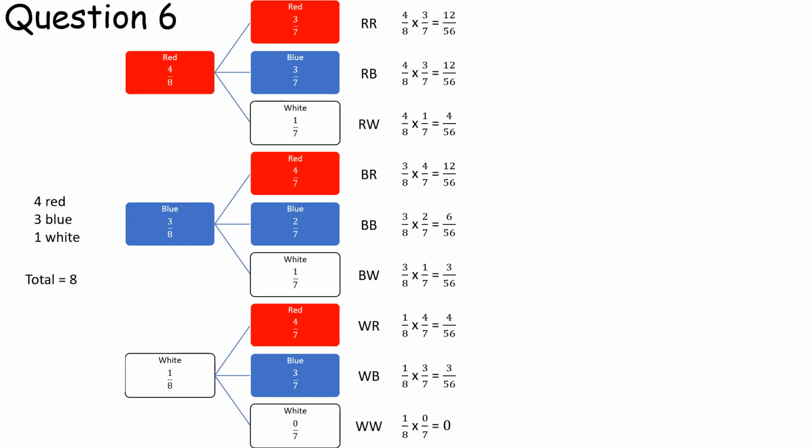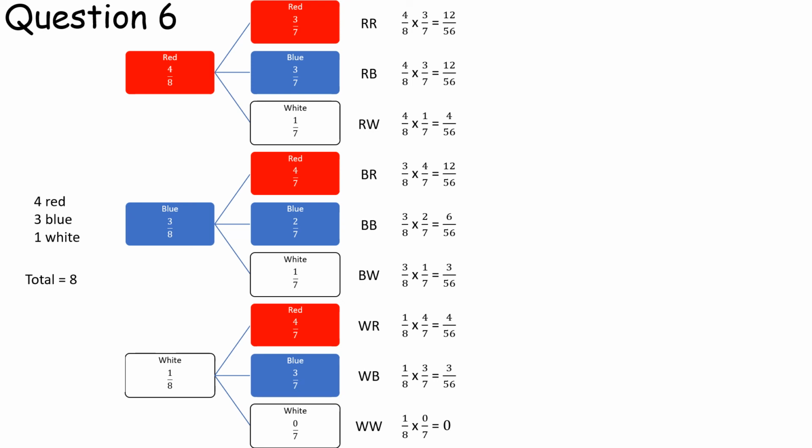The combinations of cubes being picked are red then red, red then blue, red then white, blue then red, blue then blue, blue then white, white then red, white then blue, or white then white. These are the calculations that need to be made following the branches.